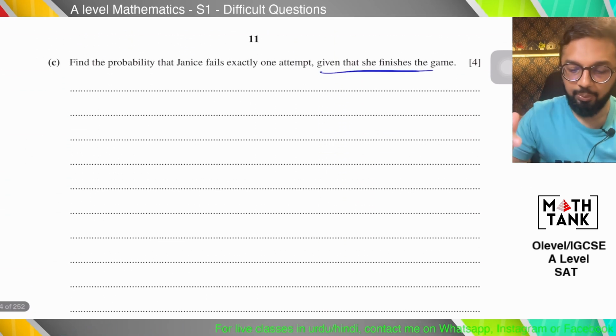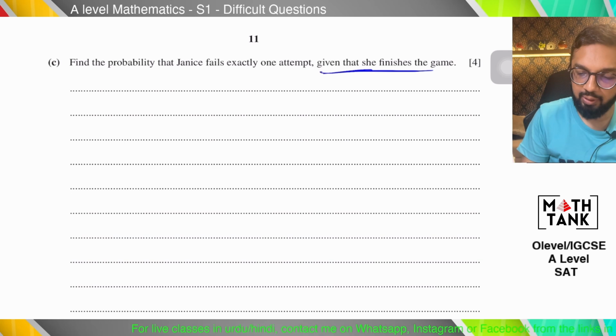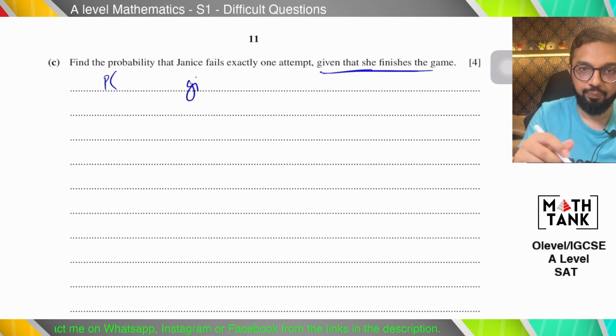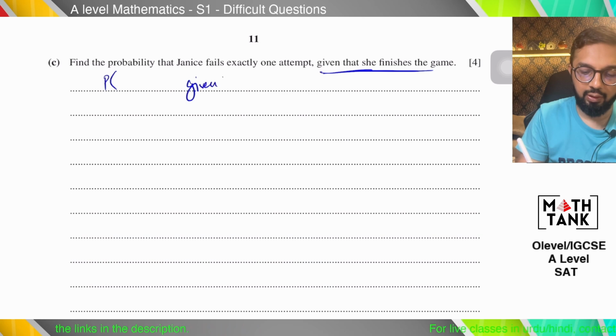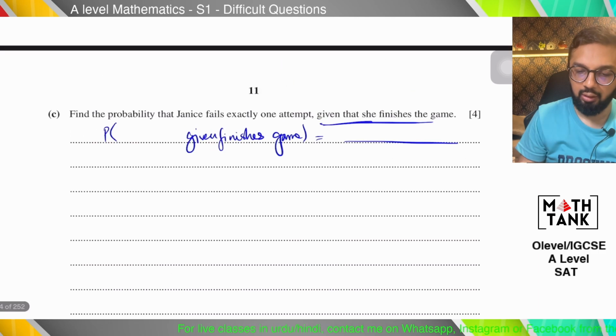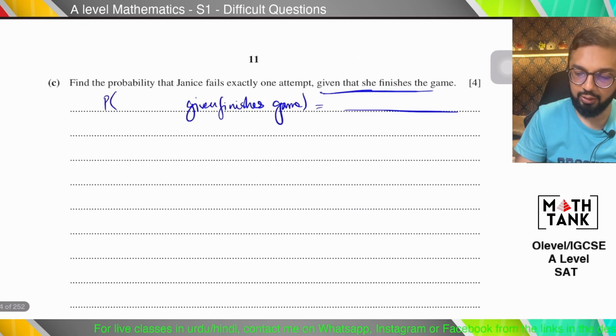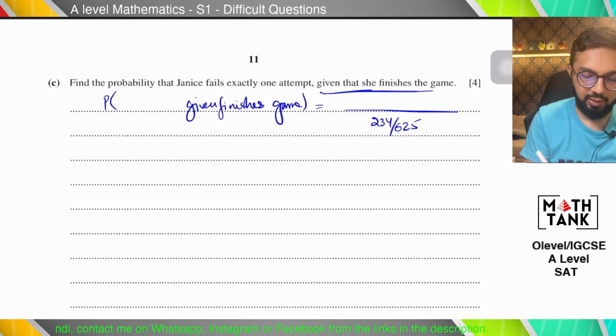Find the probability that Janice fails exactly one attempt given that she finishes the game. Okay, so given she finishes the game, that is in the denominator, and that is 234 over 625. And what do I want? Fails once.